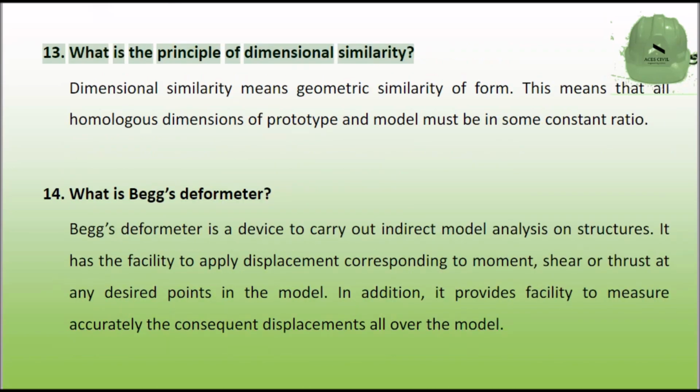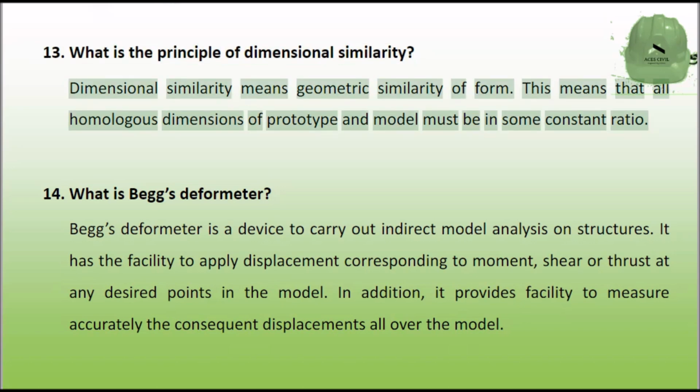What is the principle of dimensional similarity? Dimensional similarity means geometric similarity of form. This means that all homologous dimensions of prototype and model must be in some constant ratio.